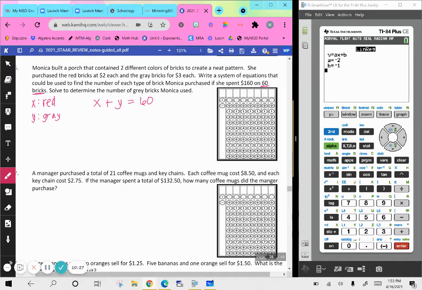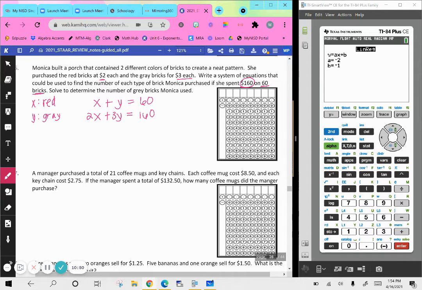Now, they also said purchase the red bricks at $2 each. So $2 per red one, so that's 2X. And the gray bricks were $3 each, so that's plus 3Y equals. And since we're talking about money, we're going to use the money, $160. Okay?